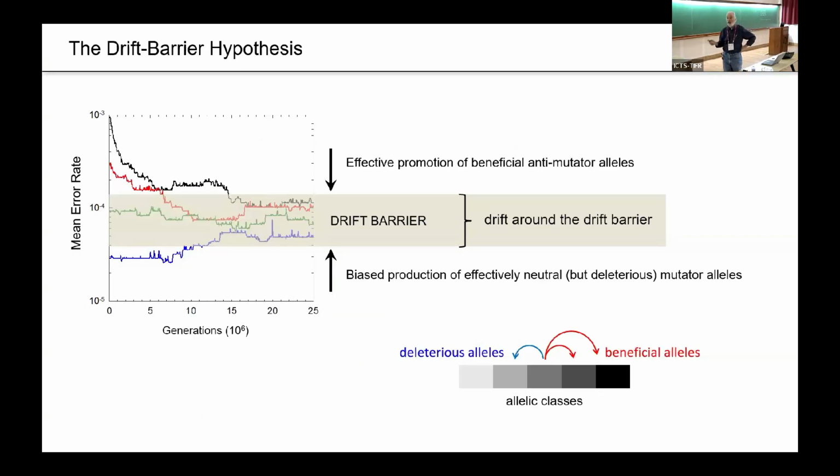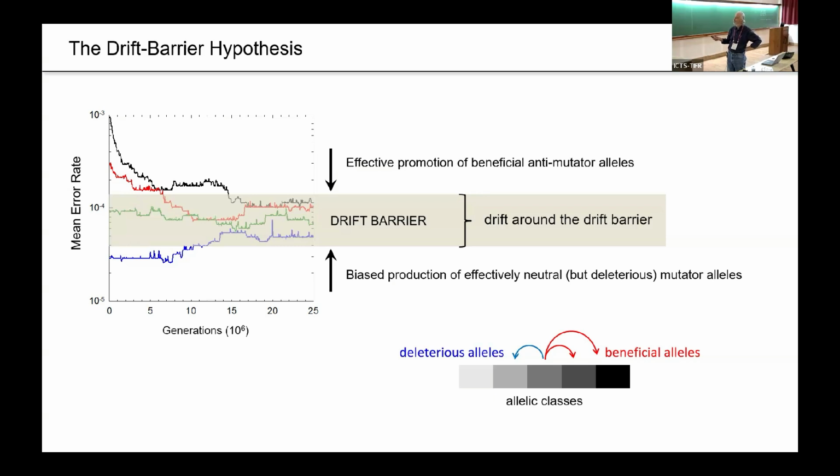And I want to apply it to a specific trait, and that is the mutation rate, a trait for which we have a lot of information today, but didn't have so much just a few years ago. So again, to think about this in a more dynamical sense, imagine the trait we're looking at is the error rate in replication. And you might have an allele here, and deleterious mutator alleles could arise, or beneficial anti-mutators could arise.